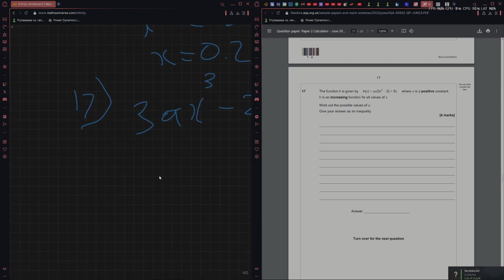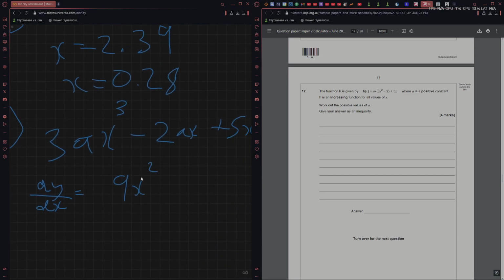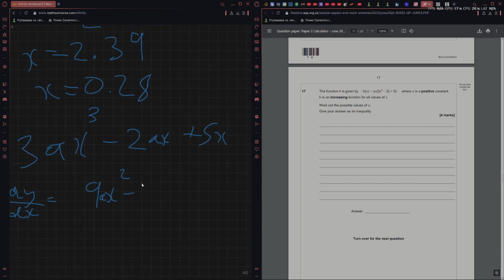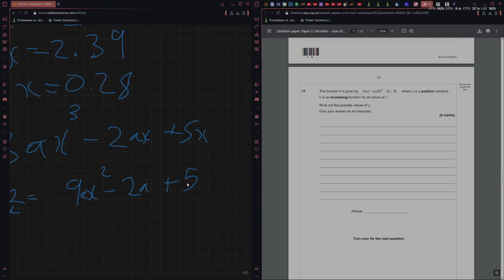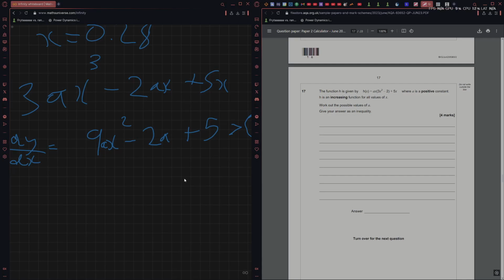So we find dy by dx, we get dy by dx equals 9ax squared minus 2a plus 5. That's dy by dx, and we know that this is always greater than 0. So now we just solve this.